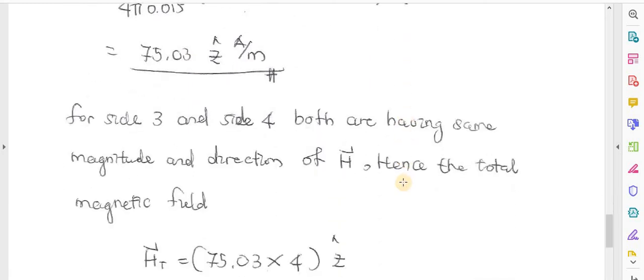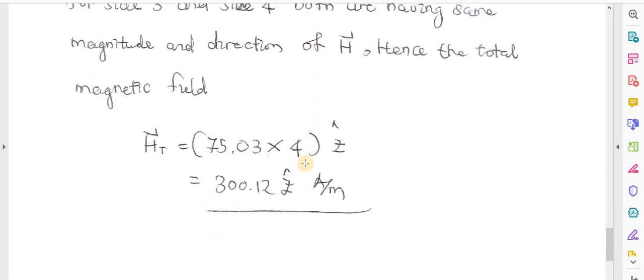I do not repeat for side 3 and side 4, but you can try. For these two sides, they have the same magnitude and direction as side 1 and side 2. So for the total magnetic field, you just multiply by 4. The total magnetic field at the center of the square loop will be 300.12, and it is in the z direction.